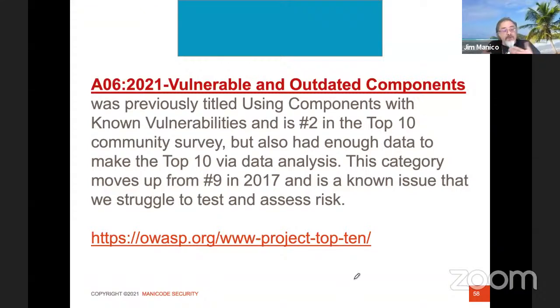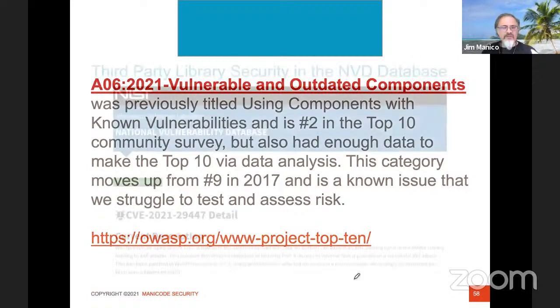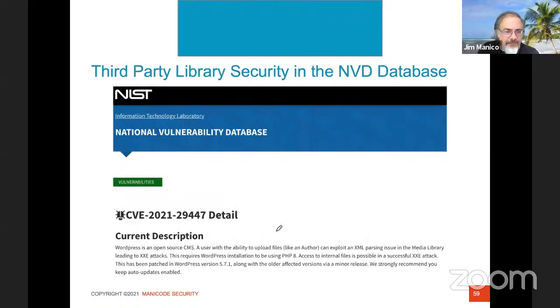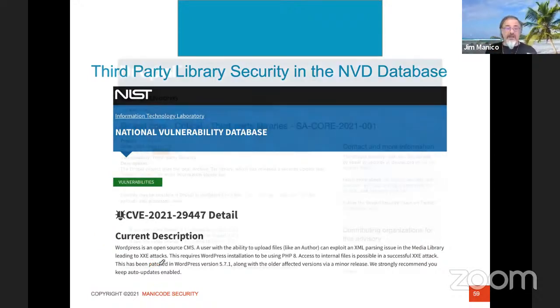So this moves up from number 9 to number 6. It's a known issue that we all struggle with still. I'm pointing out this is WordPress that was vulnerable because of a third-party garbage media library. They were vulnerable to XXE. That lets me read any file off a server with this vulnerable WordPress because of their vulnerable third-party XML library.